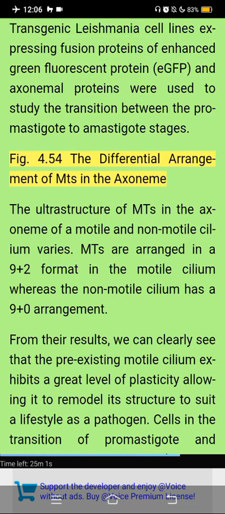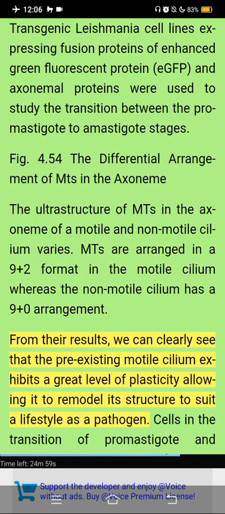Figure 4.54 The differential arrangement of MTs in the axoneme. The ultrastructure of MTs in the axoneme of a motile and non-motile cilium varies. MTs are arranged in a 9 plus 2 format in the motile cilium whereas the non-motile cilium has a 9 plus 0 arrangement. From the results, we can clearly see that the pre-existing motile cilium exhibits a great level of plasticity allowing it to remodel its structure to suit a lifestyle as a pathogen.